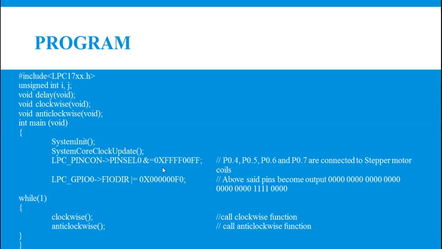And after setting this, you have to set the direction of those 4 pins with the help of the FIO DIR register. Since these pins pertain to port 0, you have to use the LPC underscore GPIO0 structure. Under that, the original value of this FIO DIR register will be ORed with this value, which was already discussed in the earlier slide. So these two statements will configure the GPIO pins, and also configure them as output pins. Then this is an infinite loop where you are calling the clockwise function as well as the anti-clockwise function.